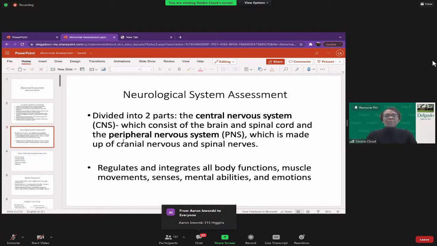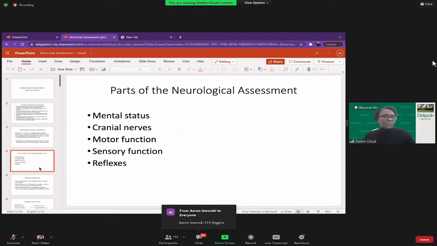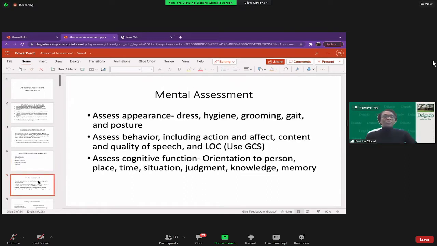The neurological system regulates all your body functions, muscle movement, senses, mental abilities, and emotions. The parts of the neurological assessment that we're going to cover are the mental status, your nerves, motor function, sensory function, and reflexes. We'll start with mental status. You can obtain these assessments just by looking at and talking to your patient. You can assess their appearance and how they dress. Are they disheveled? Are they clean? Are they smelling? When they walked in, was their gait steady? How's their posture? You can tell a lot about a patient's mental status just by observation.